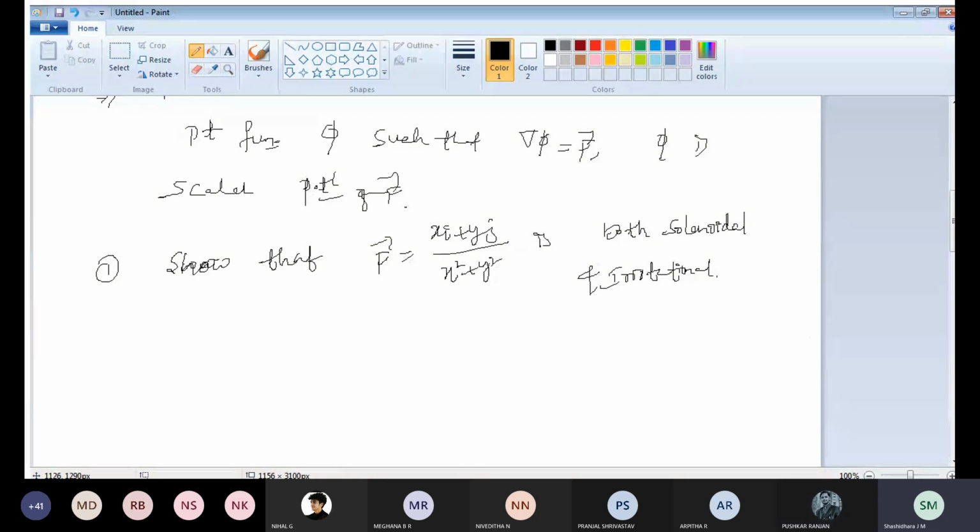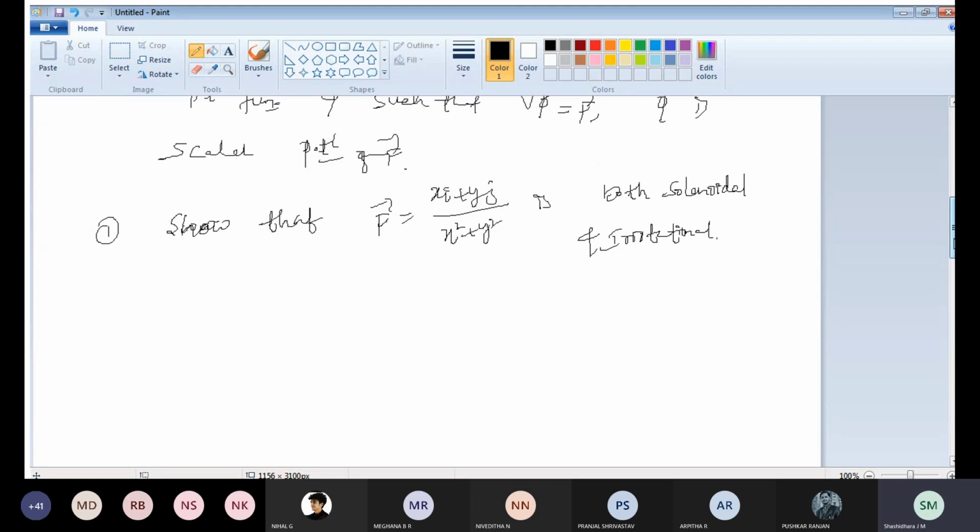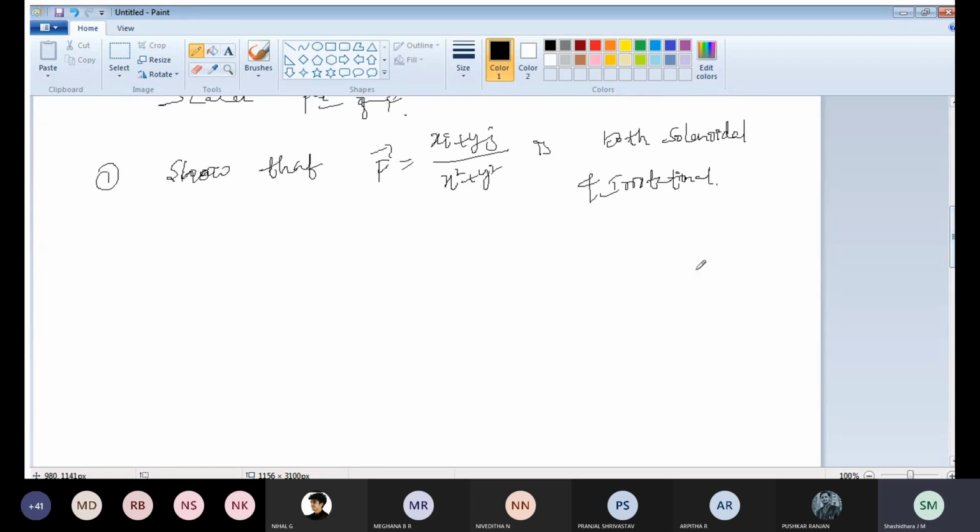Okay, now you just listen, don't write. Solenoidal, once again you read the definition, which is nothing but divergence of vector f equal to 0, and irrotational means curl of vector f equal to 0 vector. Like that we have to prove that.